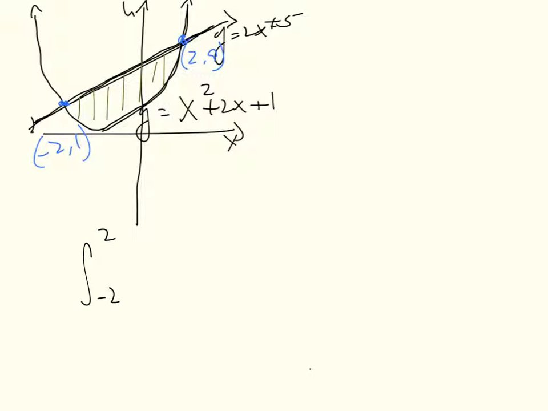Our higher function, or the function that's farther away from the x-axis in the area that we're talking about, is the equation of the line, which is 2x plus 5. And from that, we're going to subtract the lower equation. In this case, it's our parabola, which is x squared plus 2x plus 1. So I'm going to take a minute here, distribute the negative, combine some like terms, and then we'll integrate.